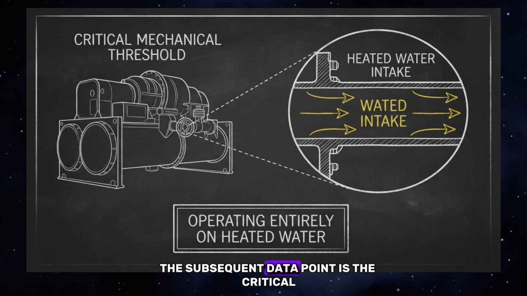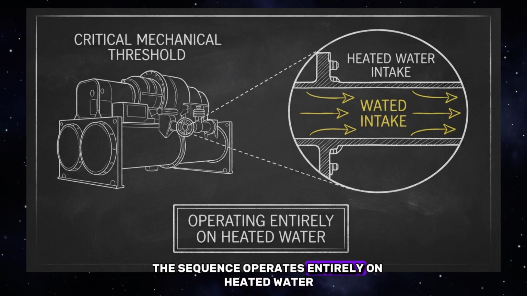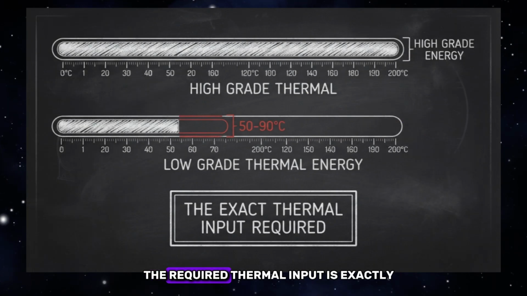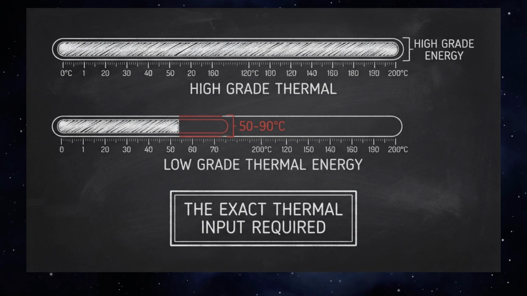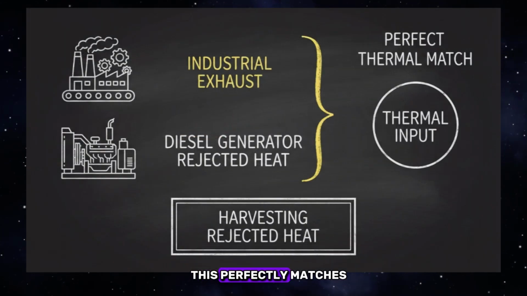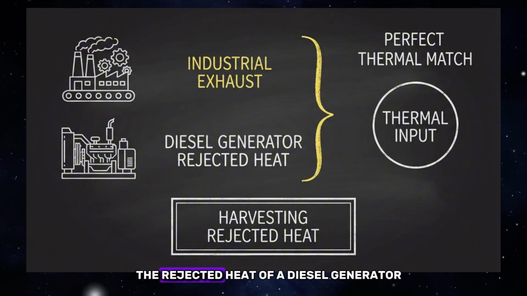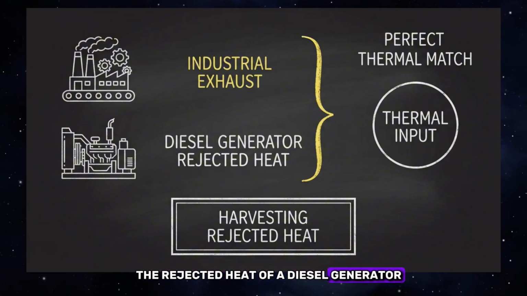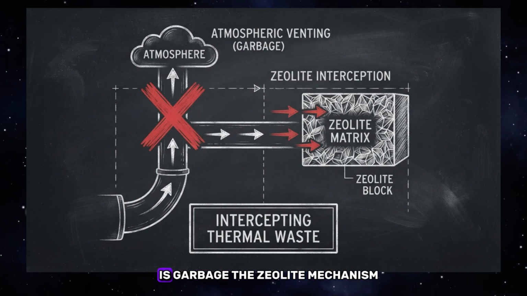The subsequent data point is the critical mechanical threshold. The sequence operates entirely on heated water. The required thermal input is exactly 50 to 90 degrees Celsius. This is defined strictly as low-grade thermal energy. This perfectly matches the thermal exhaust of industrial production lines. The rejected heat of a diesel generator, the exact thermal mass industries vent into the atmosphere as garbage.